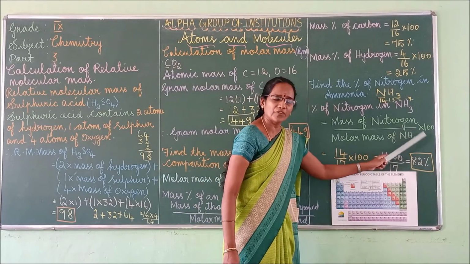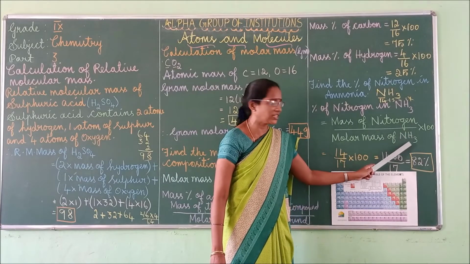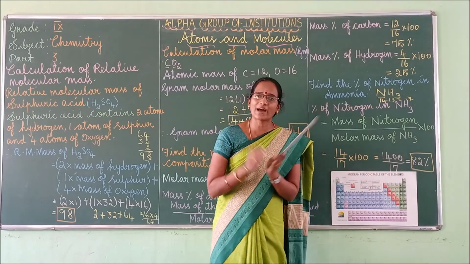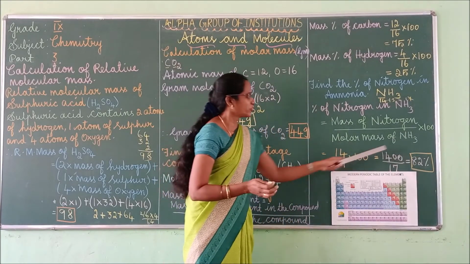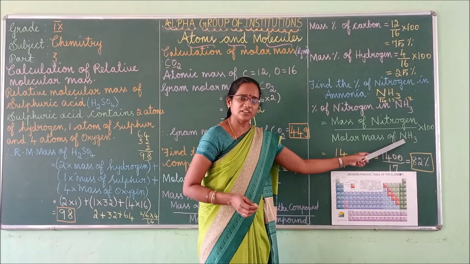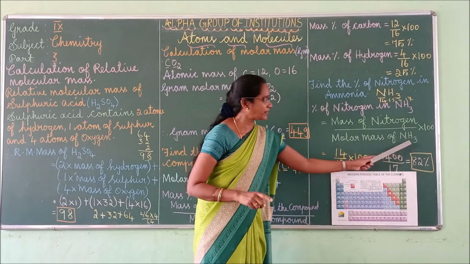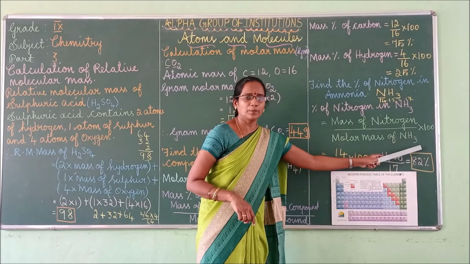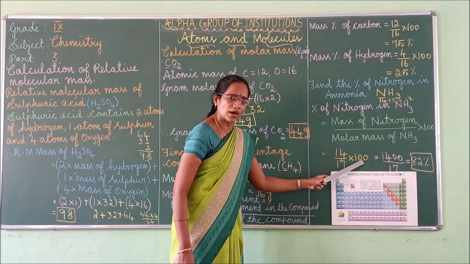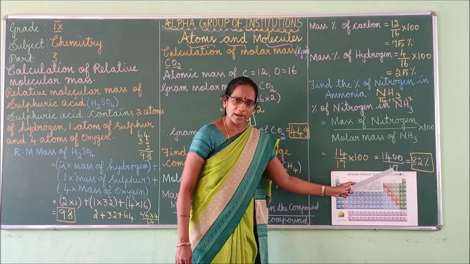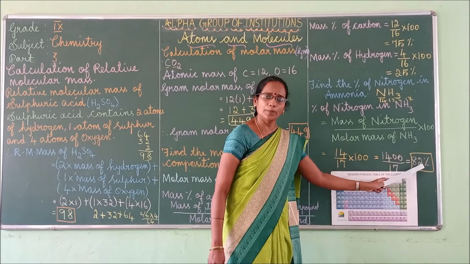For that you have to find out the molar mass for the whole compound, not only for nitrogen, even for hydrogen also. So you have to add both the atomic masses, you will be getting the molar mass. So for nitrogen, its atomic mass is 14. For hydrogen, atomic mass is 1, but 3 hydrogen atoms are present. So 14 plus 3 you will be getting 17. So 14 divided by 17 into 100, that is equal to 1400 by 17. If you divide this, you will be getting 82%.